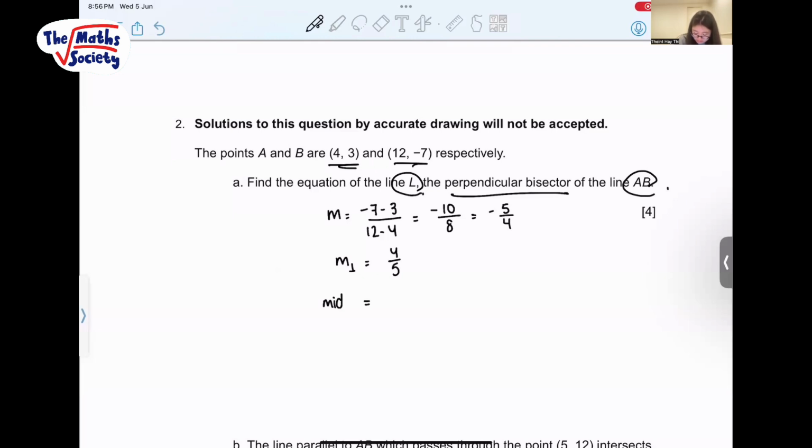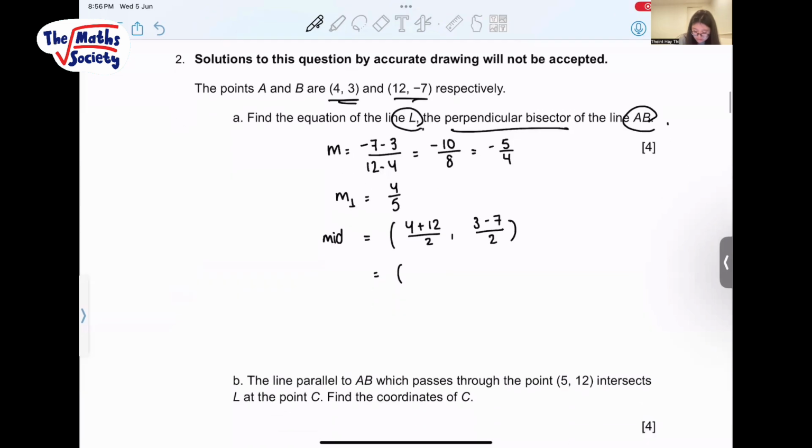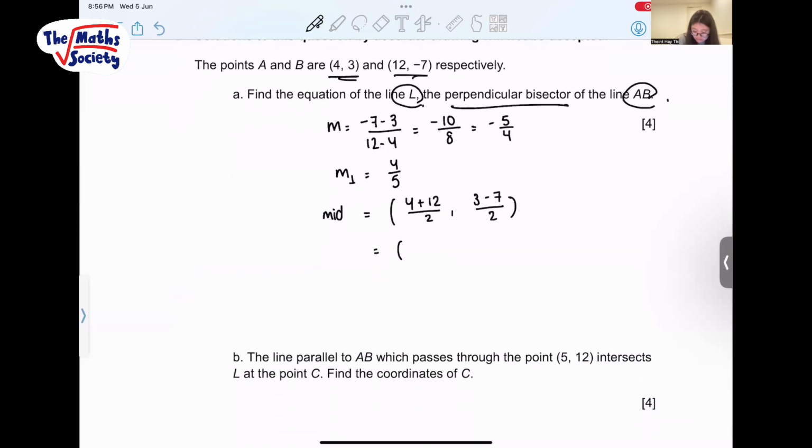So the midpoint is x1 plus x2 by 2, and then y1 plus y2 divided by 2. So you will get 12 plus 4, 16, 8. And then you have 3 minus 4, minus 2. So this is your midpoint.